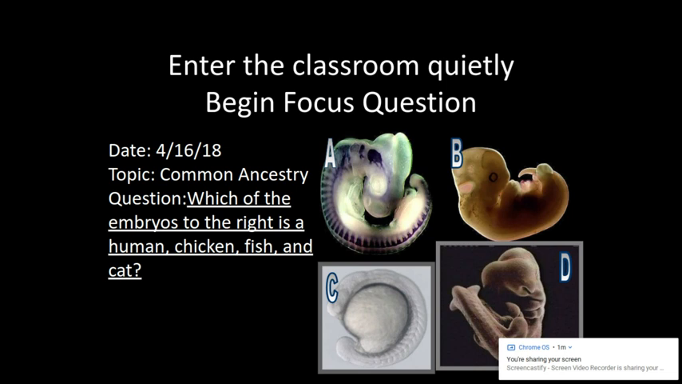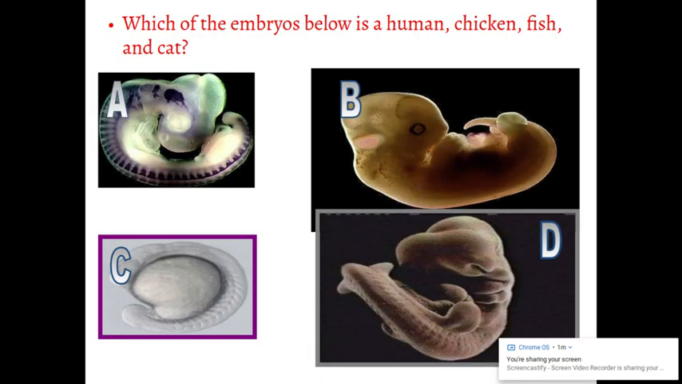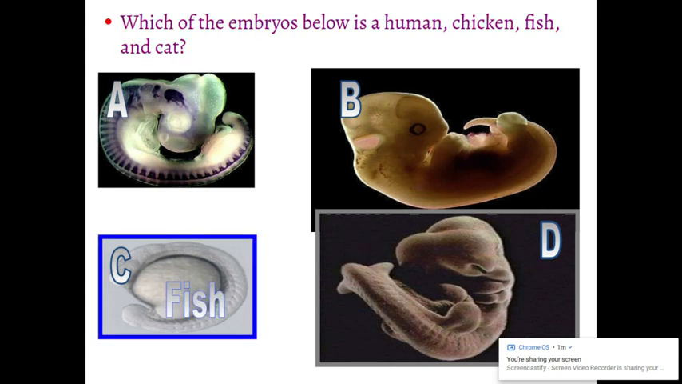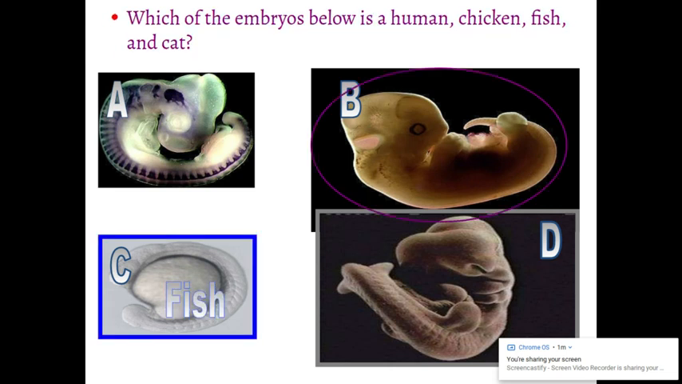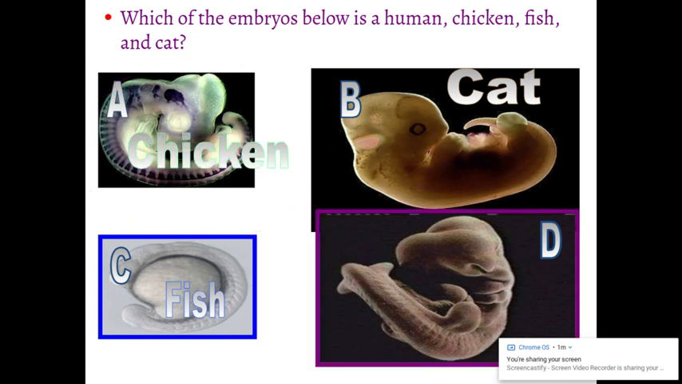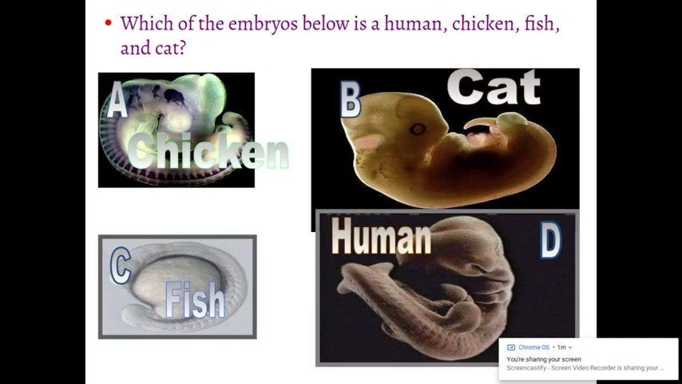Now, trust me, these are all four different organisms, even though they look very, very similar. Pause the video and see if you can figure out which one is which. Let's do C first. What do you think C is? Well, C is a fish. How about B? B is a cat. Okay, A and D. What do you think it is, A or D? We're doing A first. A is a chicken. And D, you're so smart, D is a human.